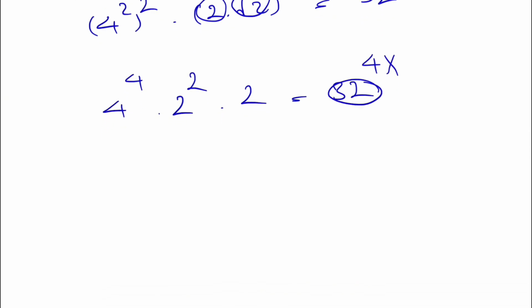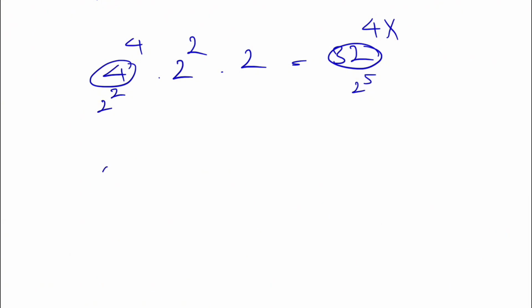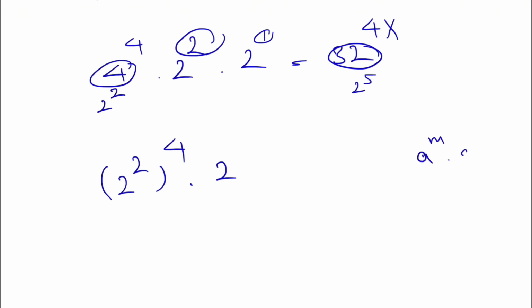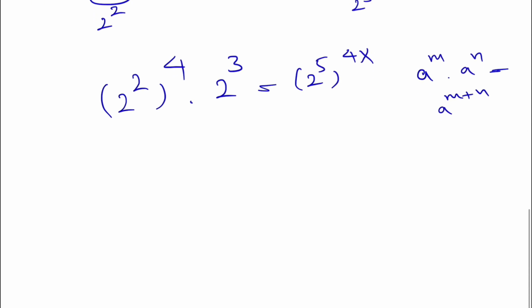So looking at this, we'll see that 32 can be written as 2 to the 5. Same for the 4, we can write 2 to the power of 2. And if we do that, we'll get 2 to the power of 2 to the 4 times 2 to the, here we can add the exponents. So when we have a to the power of m times a to the n, this will be equal to a to the power of m plus n. And here this is our m and this is our n. So basically 2 plus 1 is 3. And on the right side we have 2 to the 5 to the 4x.